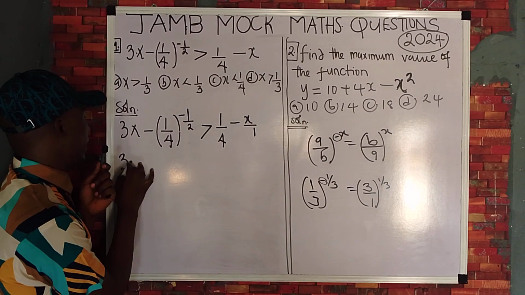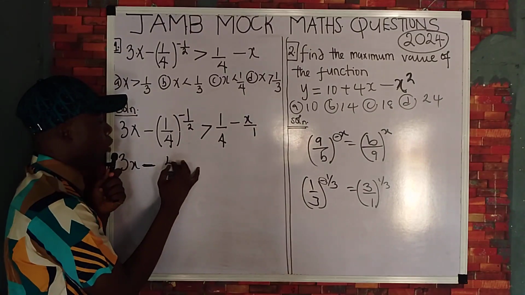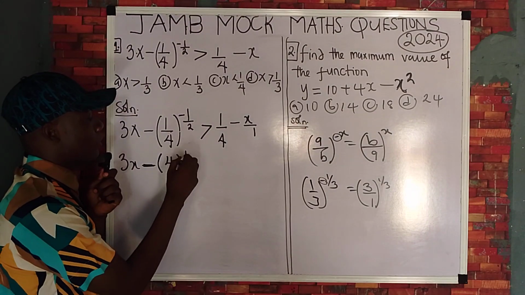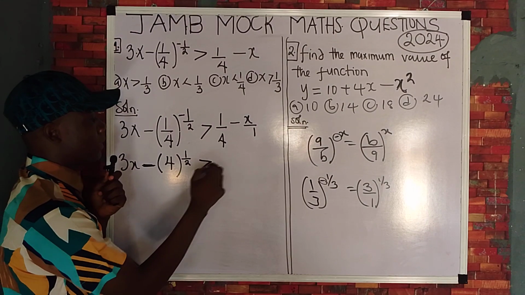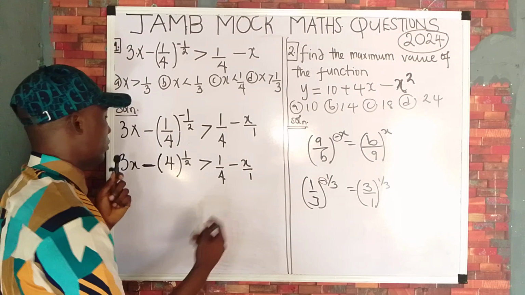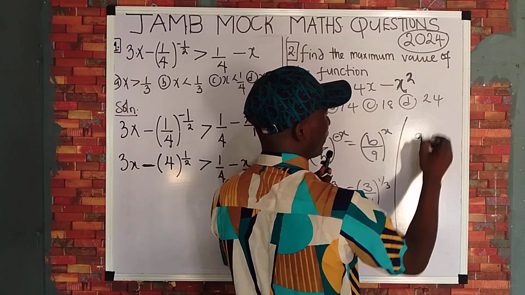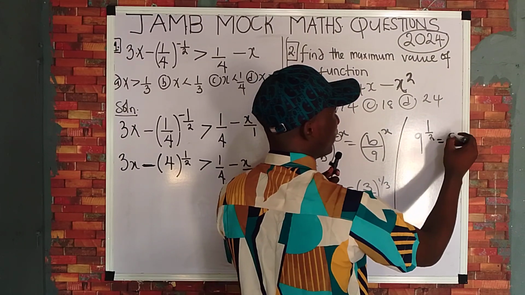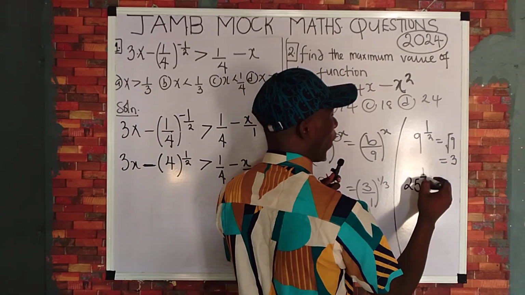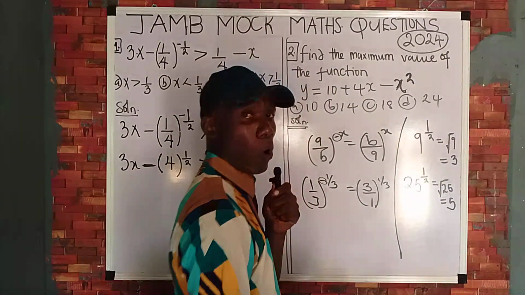So let's do it here. Here we have 3x minus, remember, for this negative sign to go away, you take the 4 up and bring the 1 down. Bringing the 1 down is meaningless, so just let it go, so that you have raised to the power of 1 over 2 greater than 1 over 4 minus x over 1. You are just putting the 1 here to balance it. Now again, remember that if I have 9 raised to the power of 1 over 2, it will give me the square root of 9, and that will give us 3. If you have 25 raised to the power 1 over 2, it will give us the square root of 25, and that will give us 5. That's the law of indices.